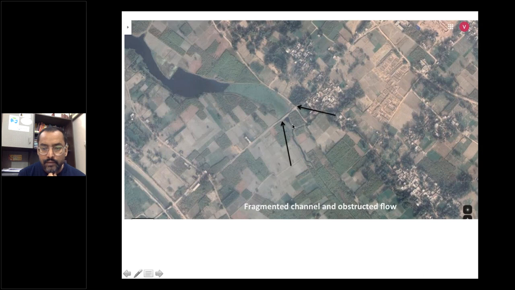And the farmers, once your channel is dry, you start encroaching. And that is how you lose the river. And this is happening across India. This is a very sad picture I'm giving you, but this is the ground picture of all small river systems. Their channels are fragmented and flows are obstructed.